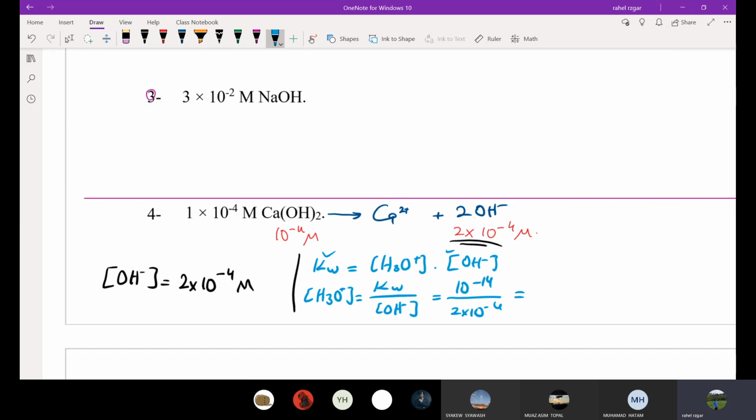Always in those calculators, when you divide 10 to the power negative 14 by 2 times 10 to the power negative 4, please try to put brackets so that you don't make mistakes, okay? Always use brackets. This one equals 5 times, because I'm going to write it in scientific notation, 5 times 10 to the power of negative 11.